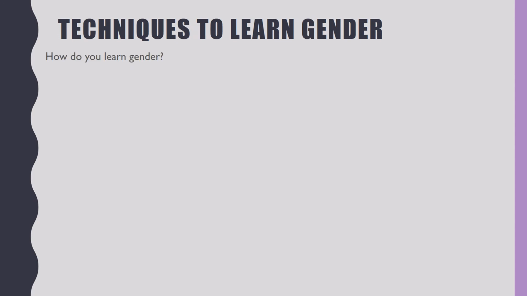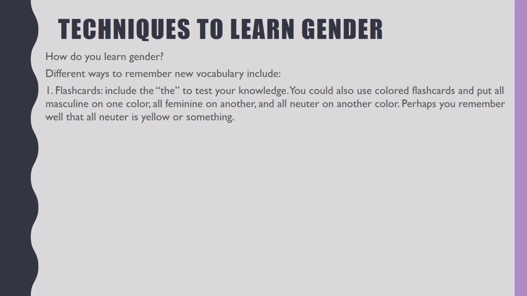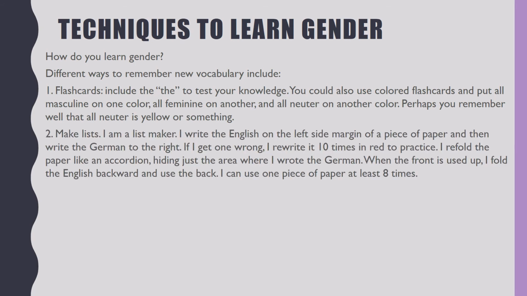How do you learn gender? Different ways to remember new vocabulary include flashcards. Include the word the to test your knowledge. You could also use colored flashcards and put all masculine on one color, all feminine on another, and all neuter on another color. Perhaps you remember well that all neuter is yellow or something. Make lists. I personally am a list maker. I write the English on the left side margin of a piece of paper and then write the German to the right. If I get one wrong, I rewrite it 10 times in red to practice.